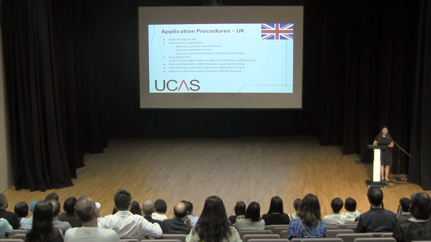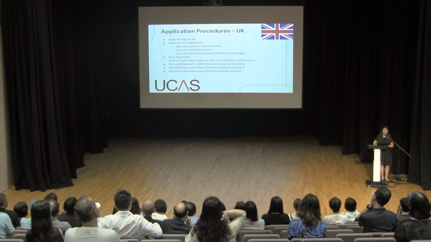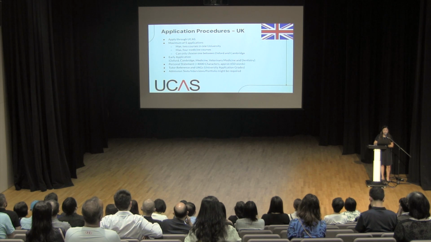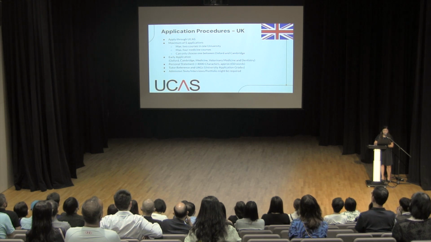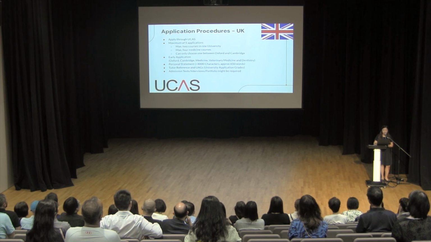Before you apply, you need to choose between Oxford and Cambridge, as again, UCAS only allows you to apply to either one of these two competitive universities. There are 2 rounds of application. The early round is only for students who are going through Oxford, Cambridge, or medicine, including medicine, vet med, and dentistry. When you're applying for university, you need to write your personal statement, which has a cap of 4,000 characters, which is around 600 words.